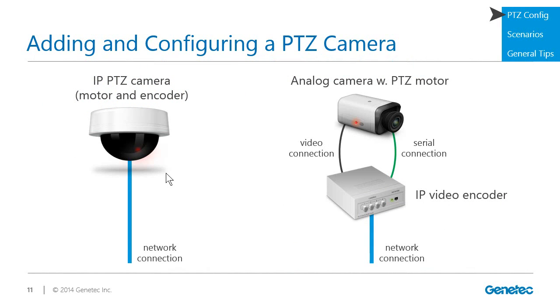When we're adding an analog PTZ camera that's connected to an encoder, we're actually adding the encoder, and the encoder takes care of the communication with the camera and the PTZ motor. This requires a little more configuration, as we have to set up the serial port that's going to be used to control the PTZ motor.